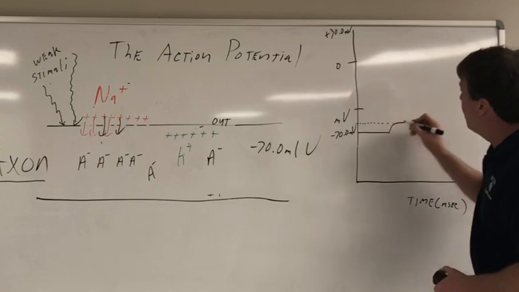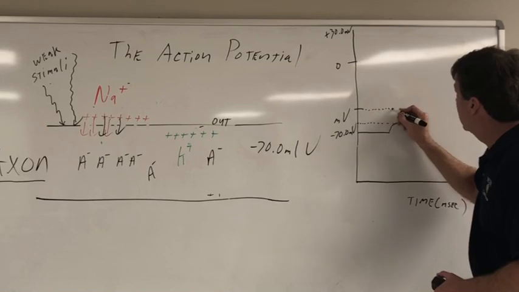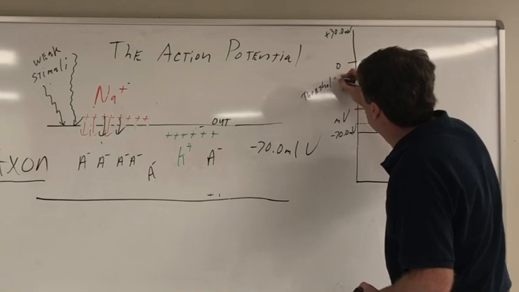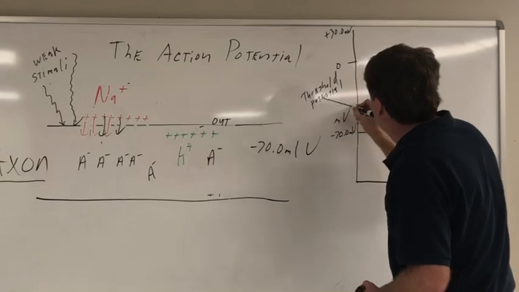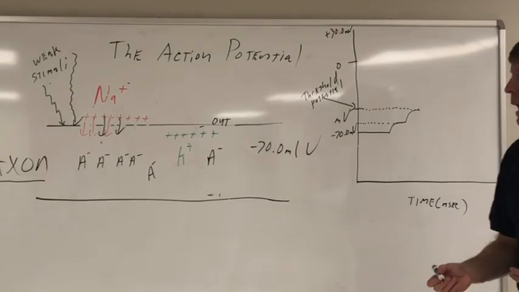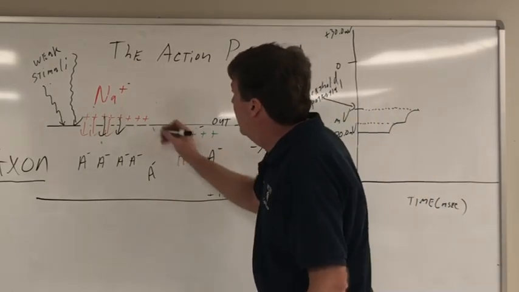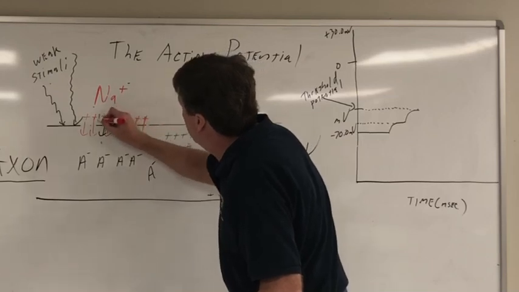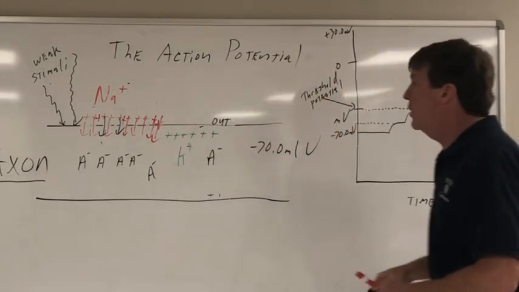So we've added more of this sodium, and we've gone up. Now here's threshold. So let's make a note of that. That's threshold potential. And at threshold potential, we're going to get a rapid influx of sodium. So we've hit threshold now. These sodiums are going to come rushing in, more positives rushing in.